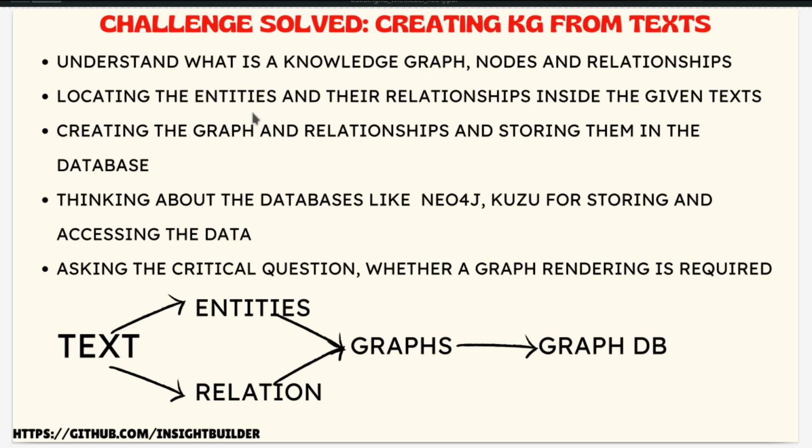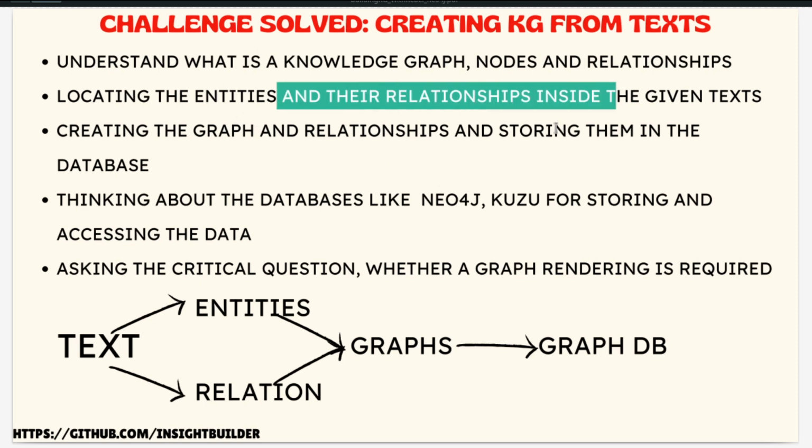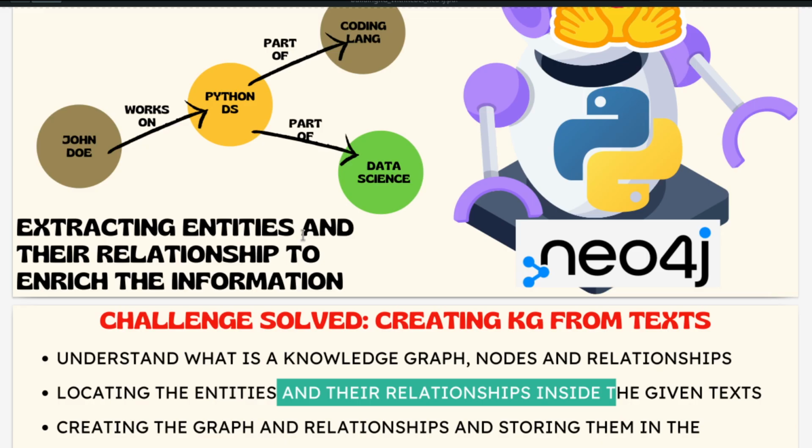So the idea here is, first of all, we need to again understand what a knowledge graph is, what nodes and relationships are. We need to know how to locate the entities and the relationship inside given texts. So we have text. This is all free form text that you are looking at in the presentation. And what if you are given a presentation like this and you are expected to find relationships between words, and take those words or those sentences and then create a graph like this.